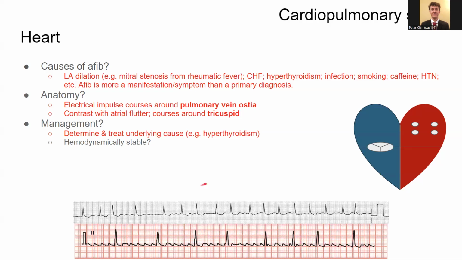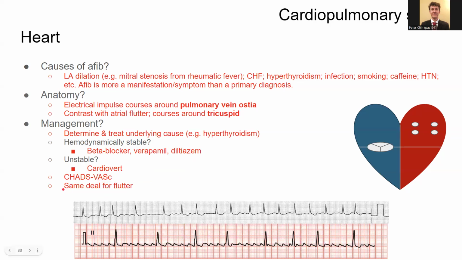So if a patient has AFib or aflutter and they're hemodynamically stable, they get beta blockers, verapamil, or diltiazem as pharmacotherapy. If they're unstable, they get cardioversion. And then another thing to keep in the back of your mind when you're thinking about AFib or aflutter is the CHADS-VASc score. We'll get to the CHADS-VASc in a second, but in the meantime, a quick aside, the same deal is for atrial flutter as it is for atrial fibrillation.